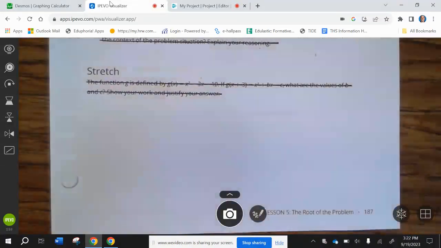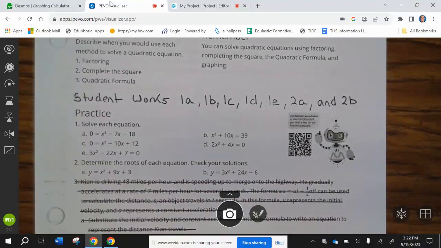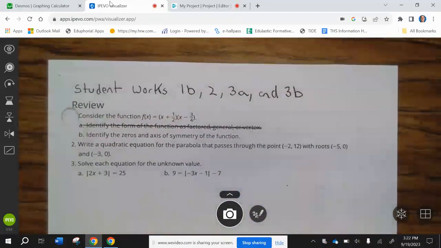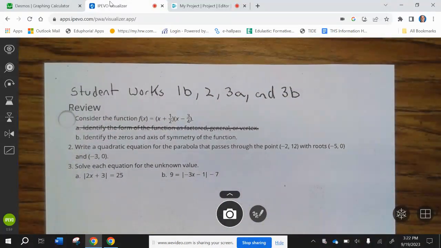All right, let's take a look. Student works 1A, 1B, 1C, 1D, 1E, 2A, and 2B. And student works 1B, 2, 3A, and 3B. All right, go ahead and get that done and have a wonderful Wildcat day.